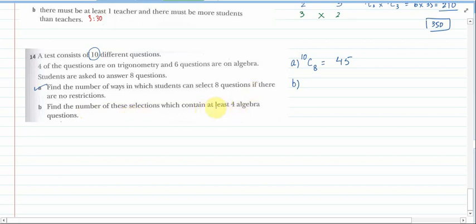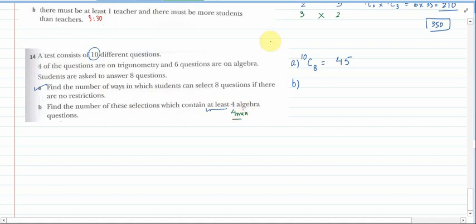Now this is a condition that algebra questions should be minimum 4, and the rest 4 questions can belong to trigonometry. But we have the words "at least" here, that means now we have different cases. Let's start with 4 algebra questions and 4 trigonometry questions, right? 5 algebra questions, 3 trigonometry questions, 6 algebra questions, 2 trigonometry questions. So now you need to make different cases here, and for this part you have a time of 4 minutes.